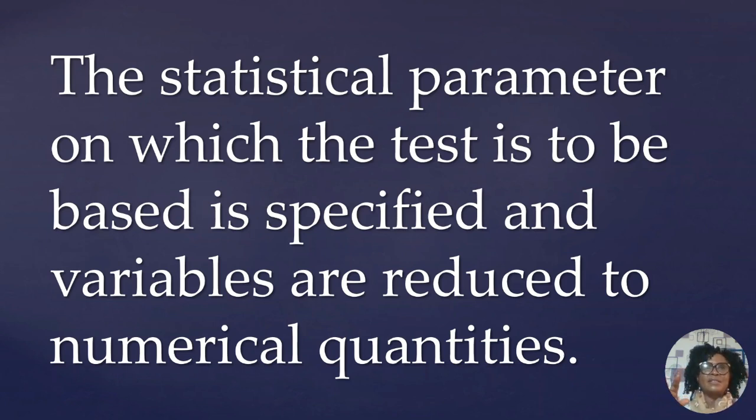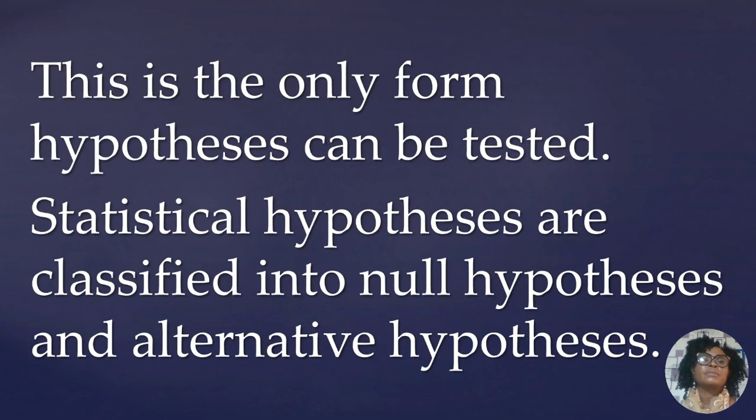So those parameters, those variables we talk about, we are no longer laying emphasis on them, measuring, but in describing such characteristics, in describing such parameters, we use figures. We have to generate information to talk about the teaching method, for instance, or the leadership style. This is the only form in which a hypothesis can be tested. Statistical hypotheses are classified into null hypotheses and alternative hypotheses. So unlike a research hypothesis where we just describe it, statistical hypothesis is the only form in which you can do the testing.